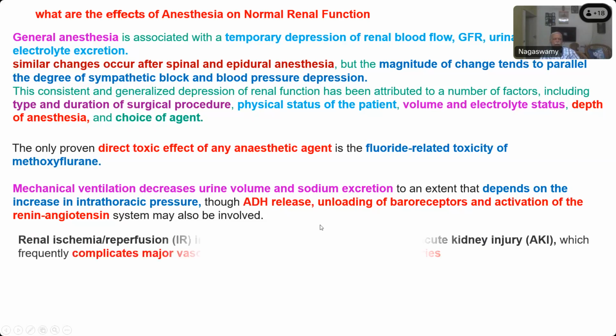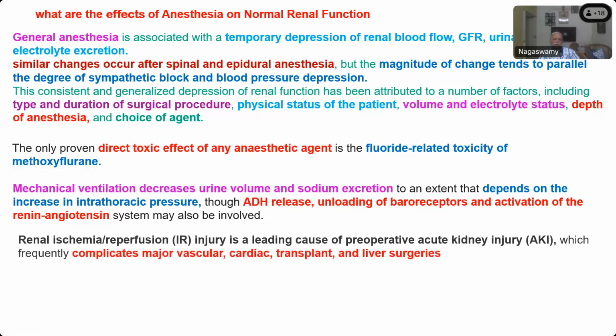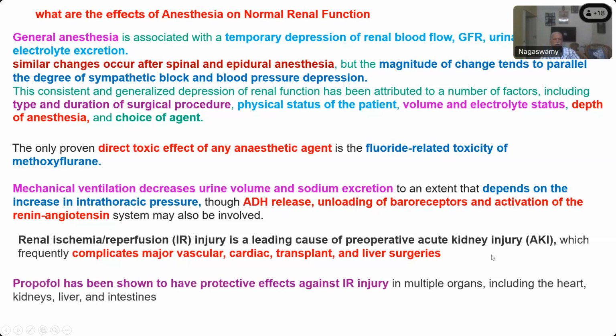That is because these factors interfered with the renal function, and that is how patients landed up with kidney injury. And renal ischemia and reperfusion injury is a leading cause of perioperative acute kidney injury, which is a complication of major vascular, cardiac, transplant, and liver surgeries. So, as I told you earlier about renal cross-clamping and renal perfusion, whether in transplant or vascular surgeries, all these things can by themselves land up in acute kidney injury.